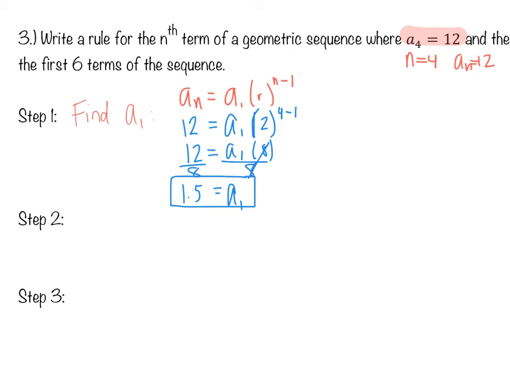Now we have everything that we need. I have the first term, and I have the common ratio. So I have everything I need. The next step is going to be to write the formula. Write the formula.